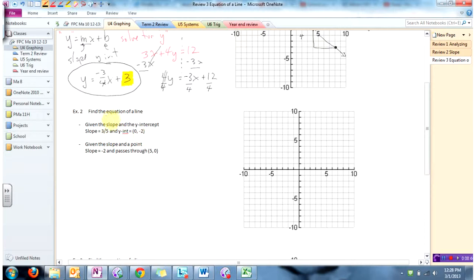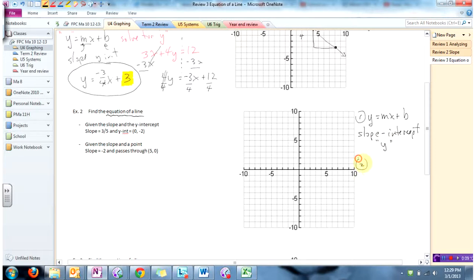So basically, as soon as you read any time, find the equation of a line, you really want to think about 2 possible equations. The first equation is y equals mx plus b. And I've already talked about that. This is the equation you use when you have the slope and the y-intercept. It has to be the y-intercept. Okay?